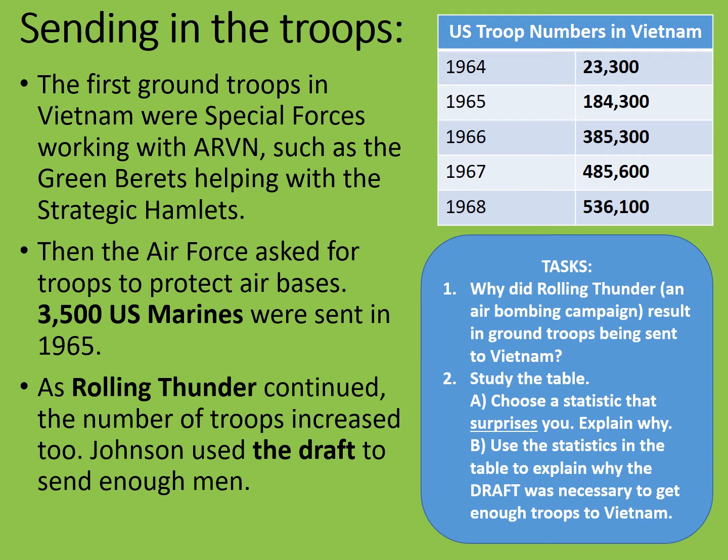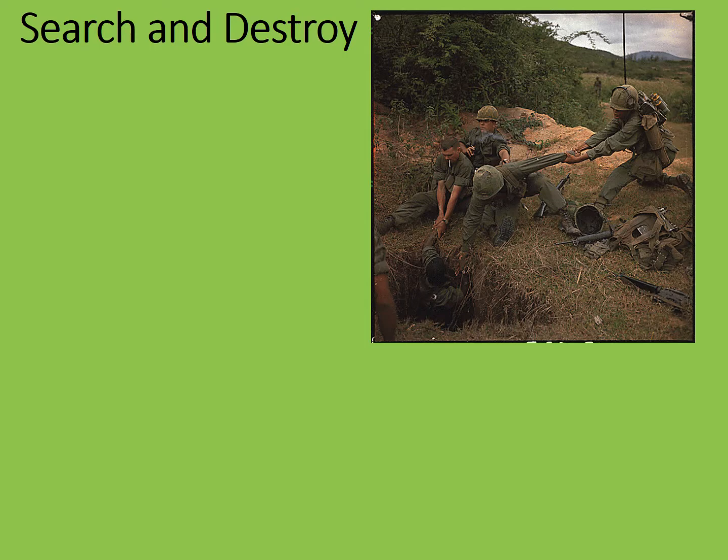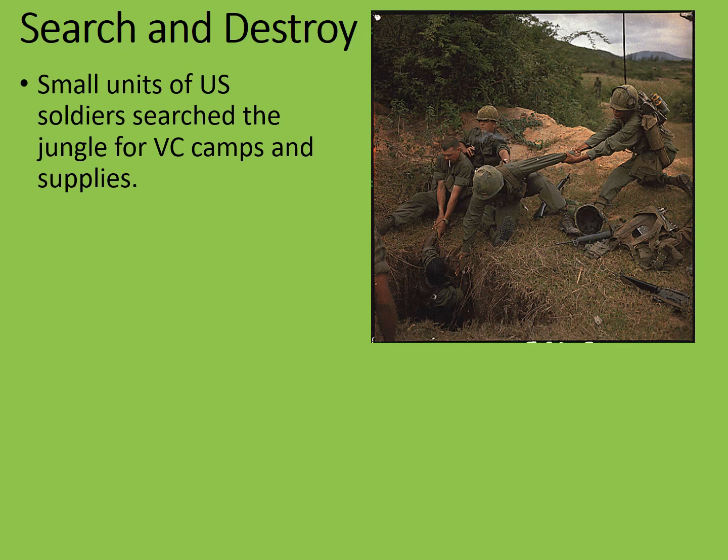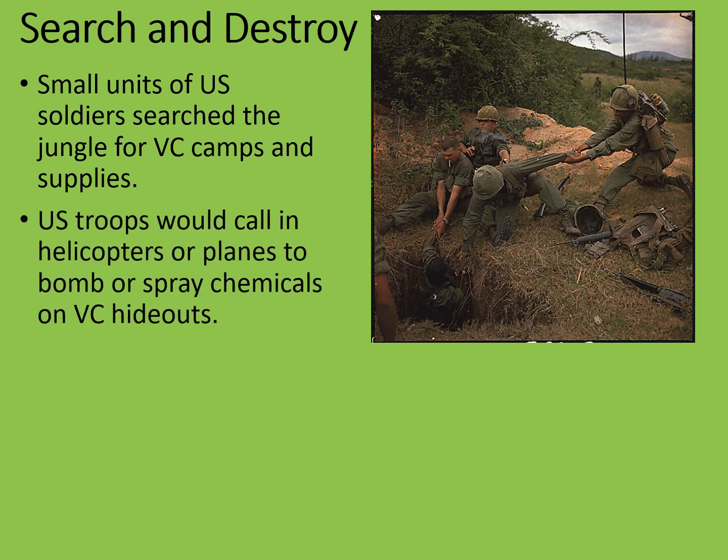Done? Alright, let's move on to another example. Search and destroy. You may want to add this as a subheading if you're making notes. Search and destroy involves small units of US soldiers who search the jungle for Viet Cong camps and supplies. US troops would call in helicopters or planes to bomb or spray chemicals on Viet Cong hideouts. We'll revisit the spraying of chemicals later on.